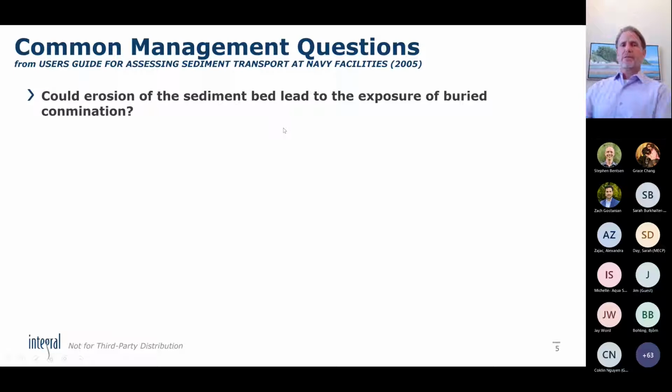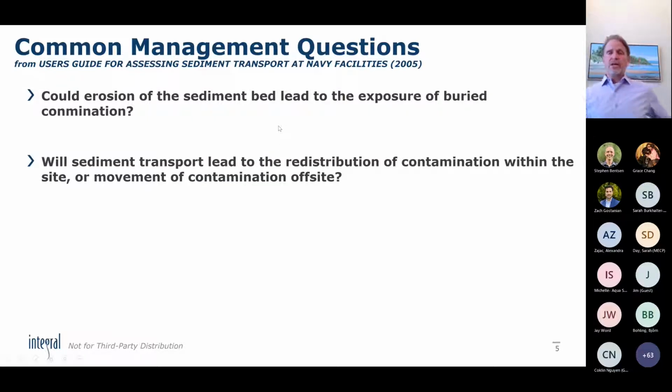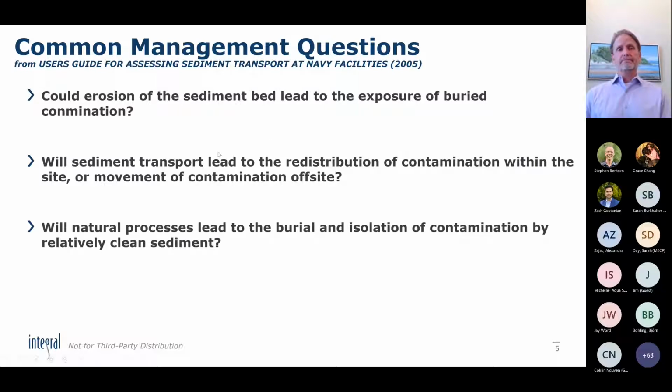One of the first ones is, could erosion of the sediment bed lead to exposure of buried contamination? So certainly when we're looking at a site like the Duwamish, sediment erosion and exposure to historic contamination is a critical question. And then, will sediment transport lead to redistribution of any contamination within the site or movement of contamination off-site? So big events, tidal processes, I showed the big wave event in Santa Cruz. Could that move contamination around to possibly pose further ecosystem or human health risks?